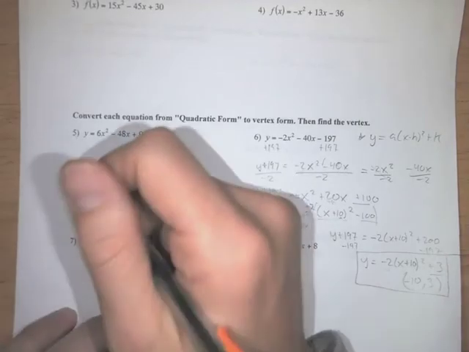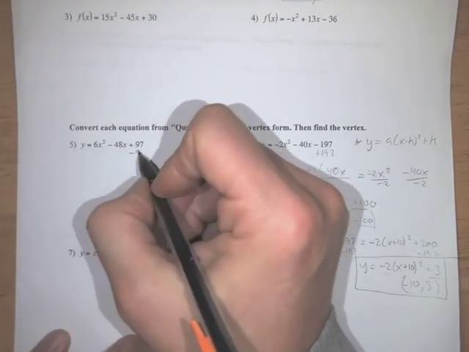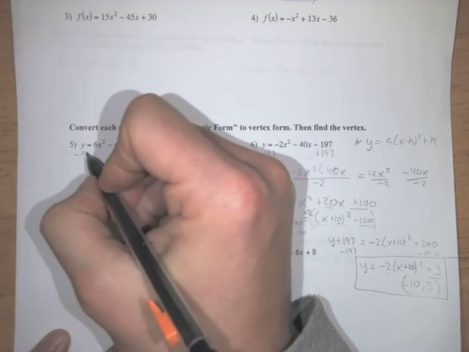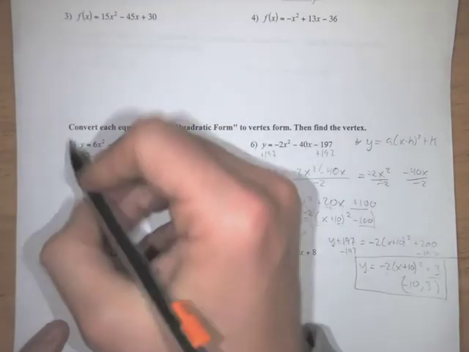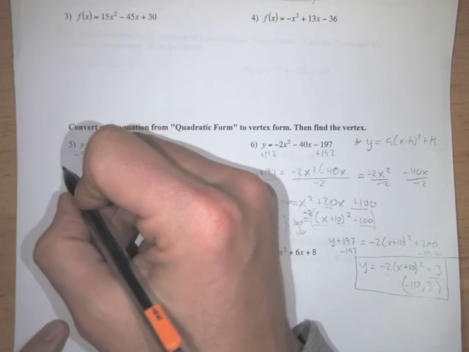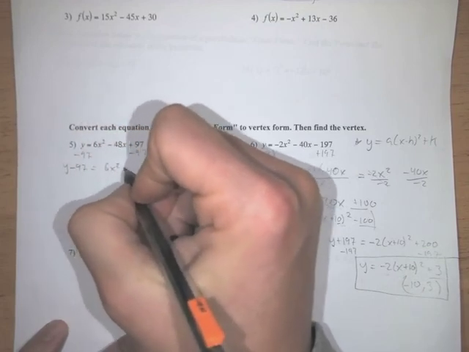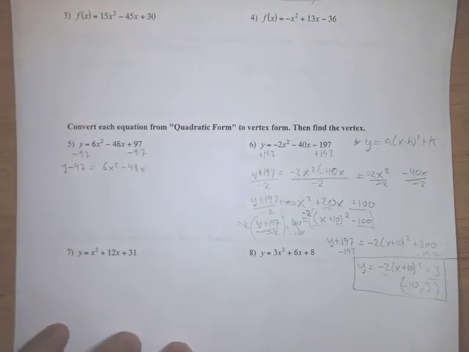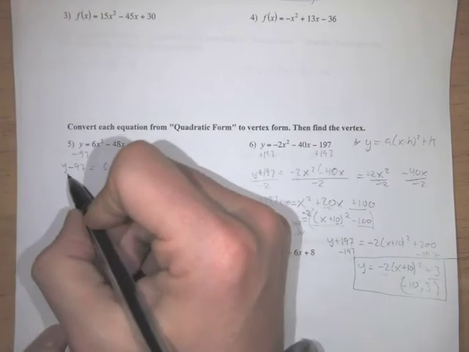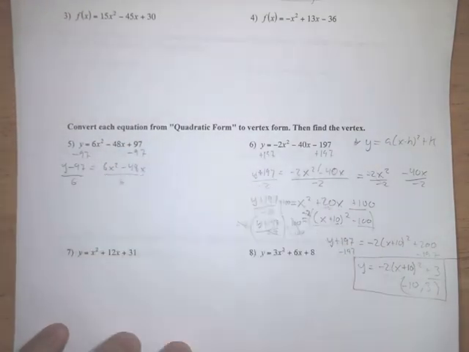So on this guy here, we are going to start by subtracting 97 from both sides. Just getting everything that doesn't have an x away so we can complete the square on the right hand side. So we get y minus 97 equals 6x squared minus 48x. If we're going to complete the square, we need to divide both sides by 6 everywhere. So we're going to divide by 6 here. On this side, we're going to divide by 6 here.